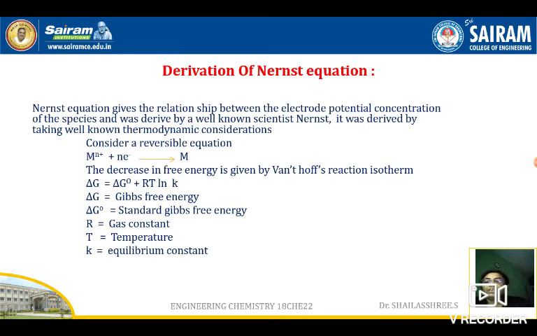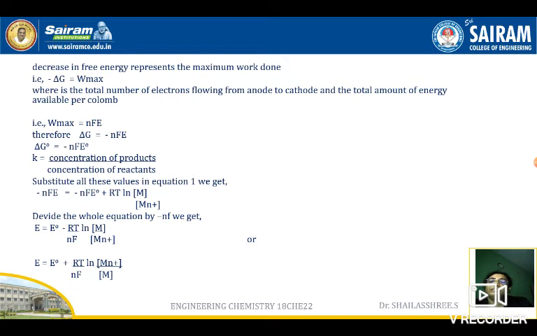And what is delta G? Delta G is the Gibbs free energy. Delta G naught is the standard Gibbs free energy. And R is the gas constant, T is the temperature, and K is the equilibrium constant. Okay, let us see what this delta G is now. Delta G is equal to the maximum amount of work done. What is the maximum amount of work done? It is equal to the number of electrons, Faraday's constant, and the potential.